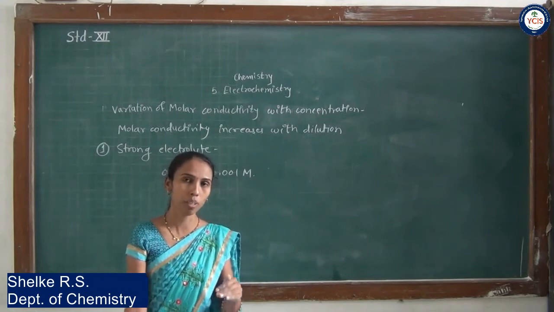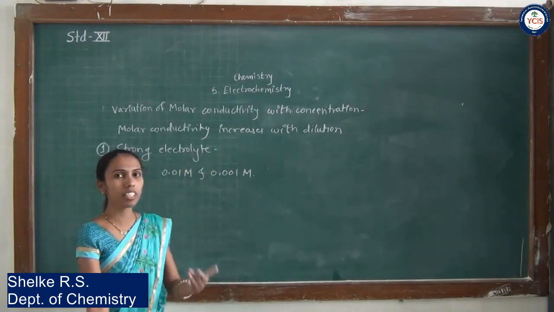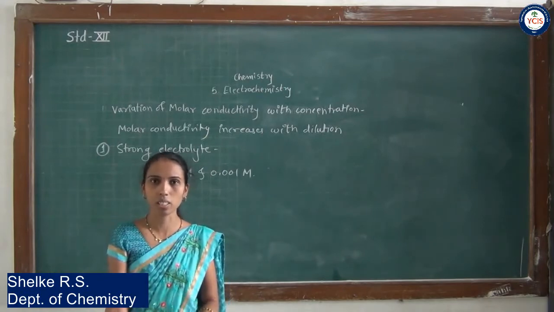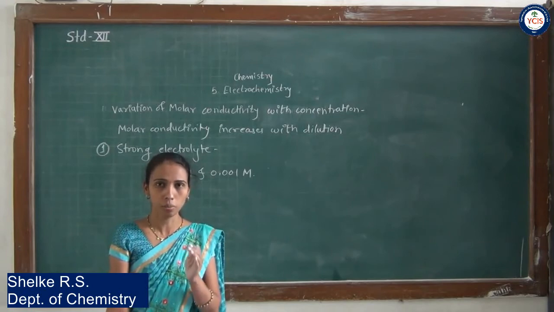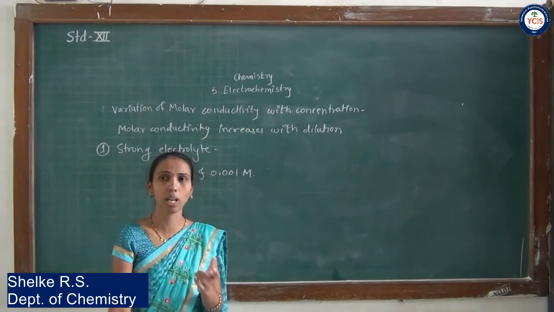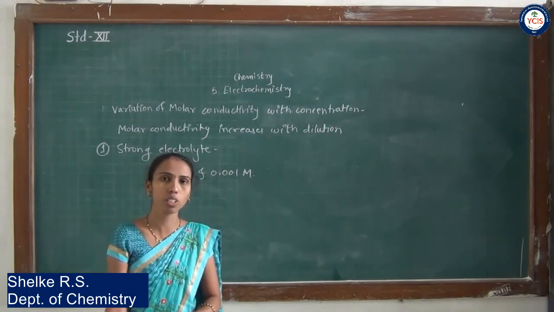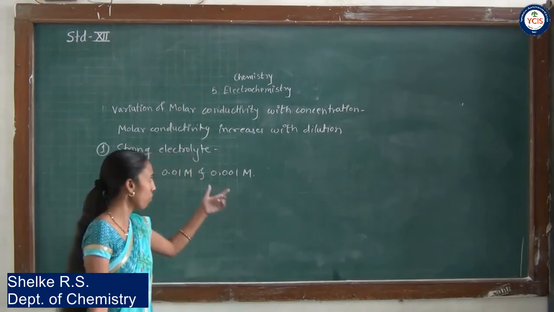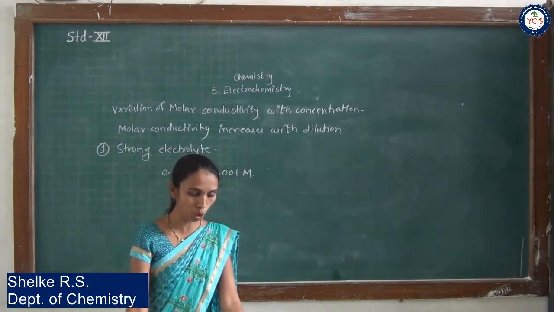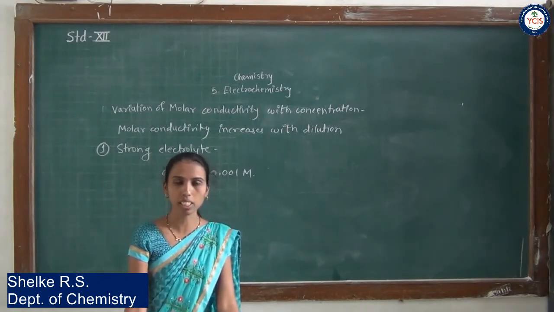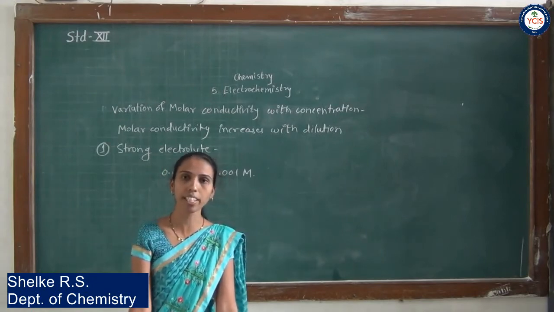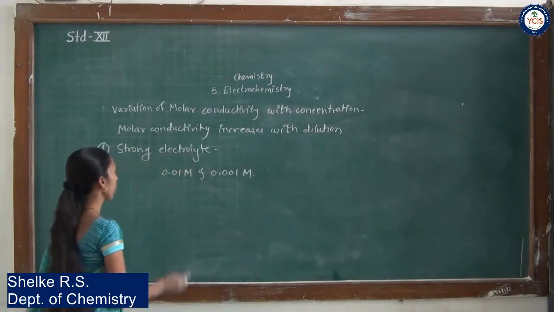See here what happens. As you increase the dilution, the molar conductivity increases, but at some point, at the 0.01 molar concentration, after that dilution there is no effect on the molar conductivity. That maximum limiting value of molar conductivity is nothing but the molar conductivity at zero concentration, or at infinite dilution, and it is denoted with lambda 0.